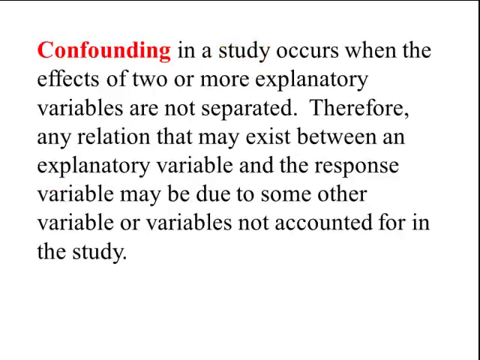Confounding in a study occurs when the effects of two or more explanatory variables are not separated. Therefore, any relation that may exist between the explanatory variable and the response variable may be due to some other variable or variables not accounted for in the study. Whenever we have an observational study, we can have confounding.